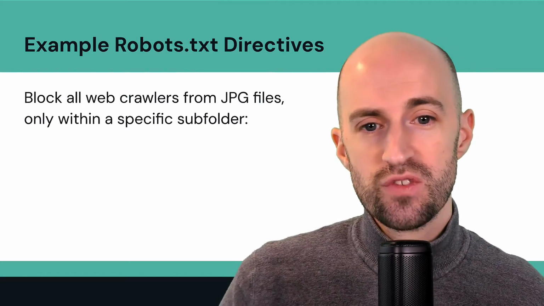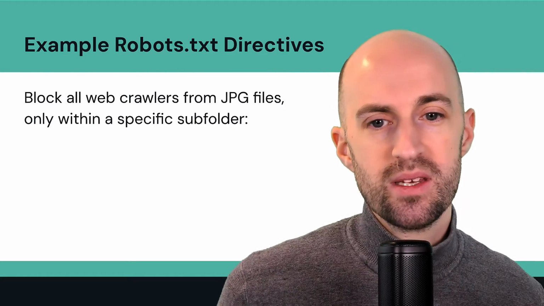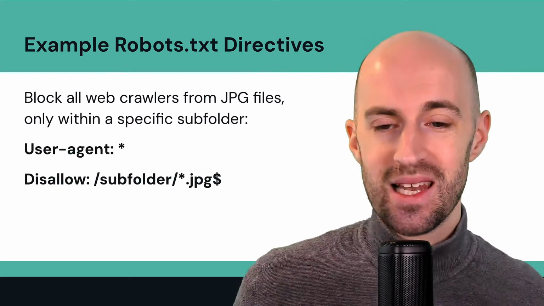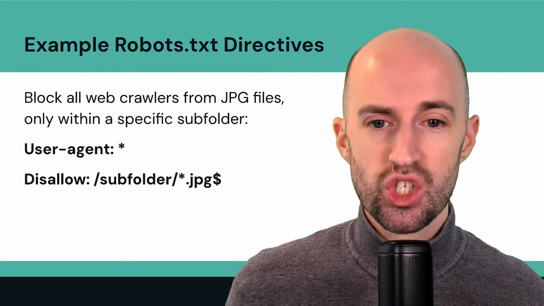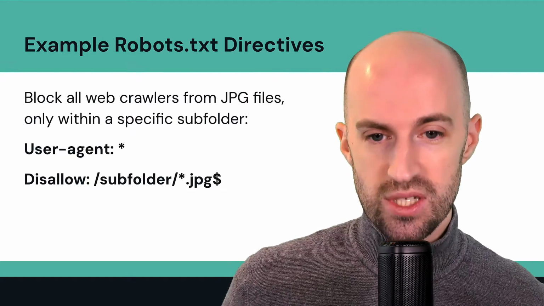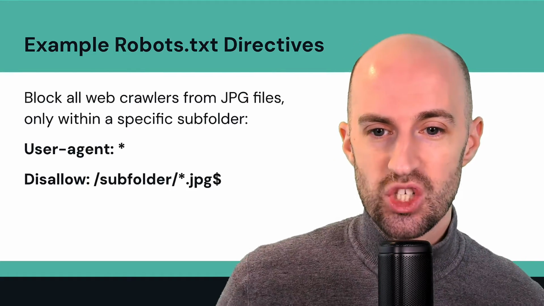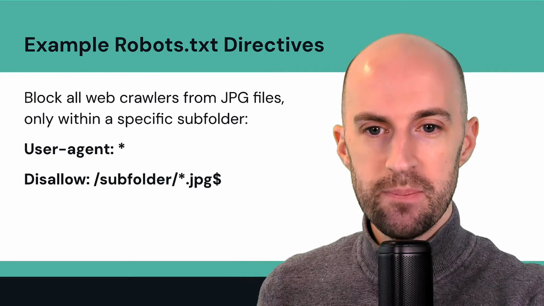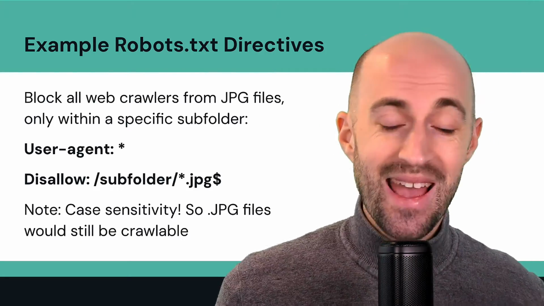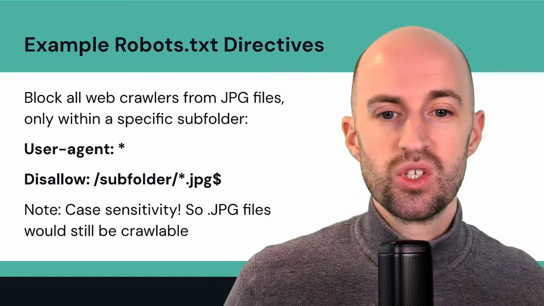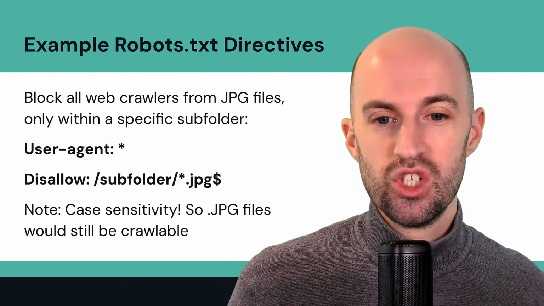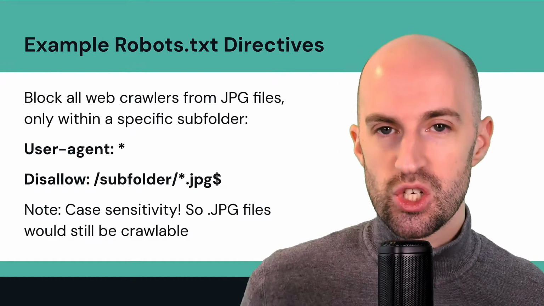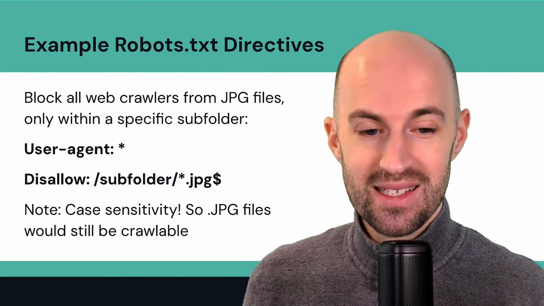Block all web crawlers from JPEG files only within a specific subfolder. So user agent star, disallow /subfolder/*.jpg$. So this only selects the JPEG files within that subfolder and nothing below it. Remember, case sensitivity is important. So .JPG files in capitals would still be crawlable. So just make sure that you look at the case sensitivity as well.